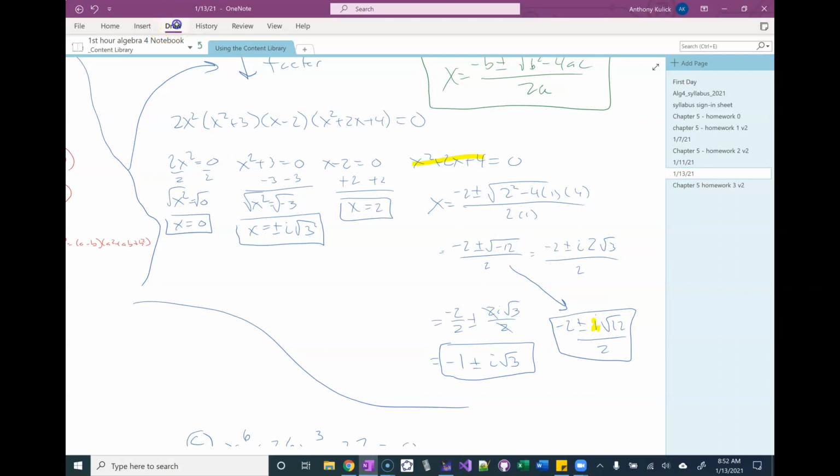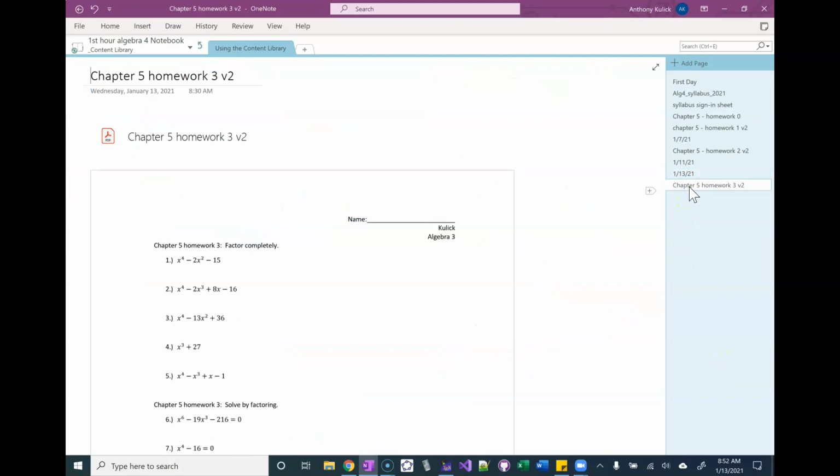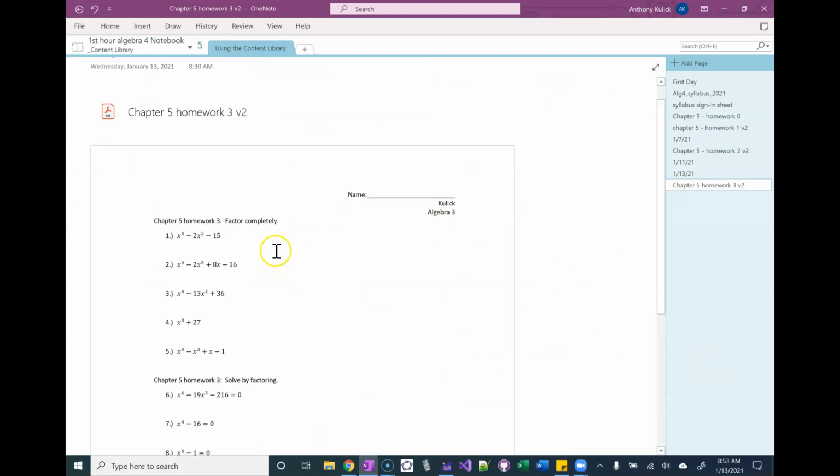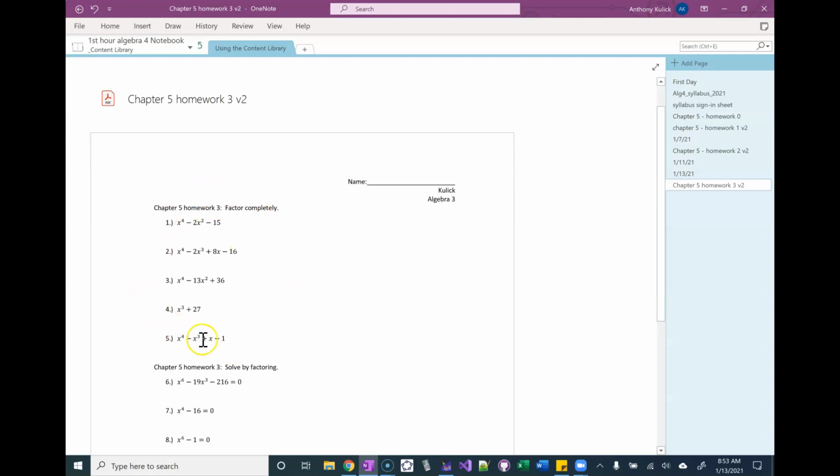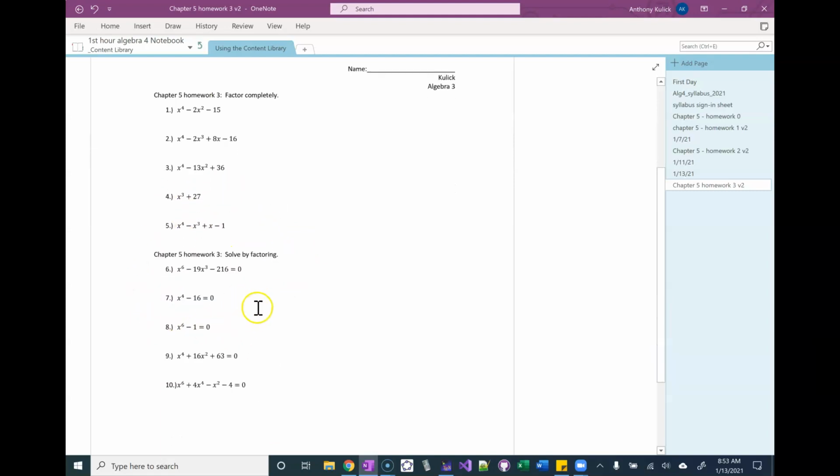So we're stopping here. For next time, Friday, this is the assignment. So I have 5 problems that I want you to factor completely, and then 5 problems I want you to solve by factoring. So this is up in the content library now. They're the same kinds of problems that we've done today in examples. Do the best you can with them. We'll go through things again next time and see where we're at.